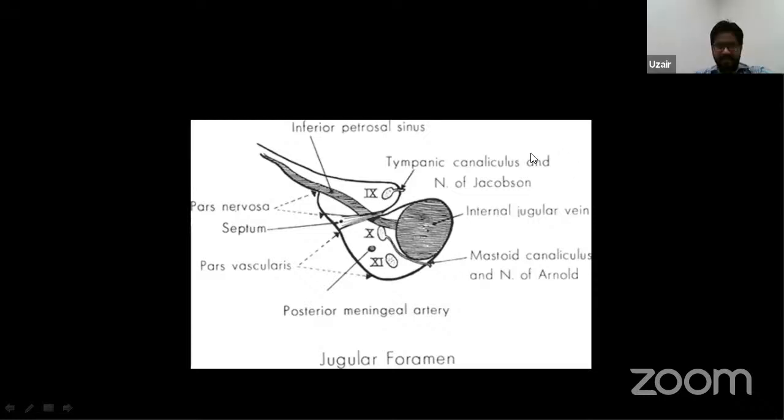So again, this is a schematic diagram of the jugular foramen. Here we can appreciate the fibrous septum dividing the jugular foramen in two parts, that is pars nervosa and pars vascularis. In the pars nervosa, we have the 9th cranial nerve, that is, before exiting the skull, giving rise to the tympanic branch or the nerve of Jacobson. Then we have the pars vascularis that contains the internal jugular vein, that is basically the continuation of the inferior petrosal sinus as it passes through the jugular foramen. Then its contents are the 10th and 11th cranial nerves.